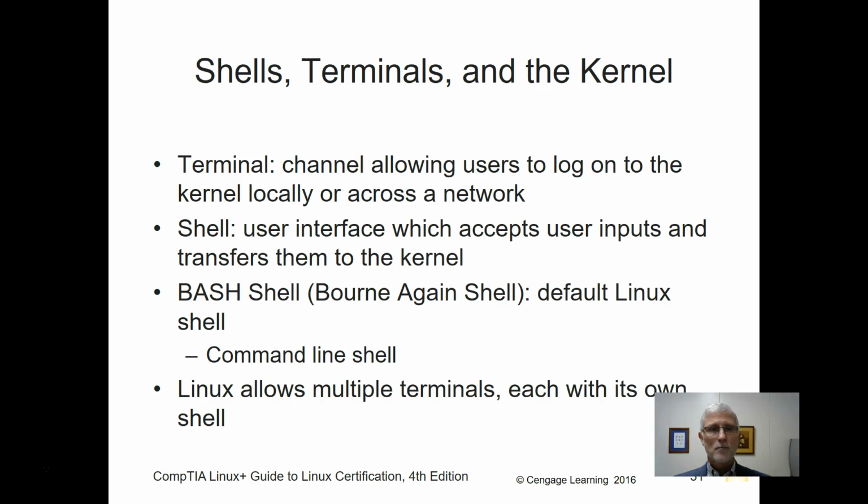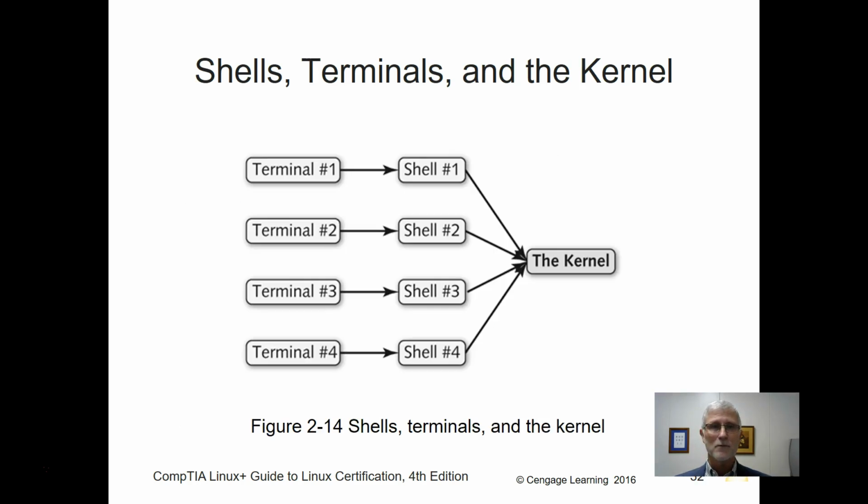There is bash, which is the Bourne-again shell. It's your basic, default Linux shell. There's a command line session. Linux allows multiple terminals, so multiple users, to be used with each shell, because it's a multi-user, multitasking operating system, as we found out in Chapter 1. So here you've got multiple terminals attached to different shells, all of them connected to the core of the system.